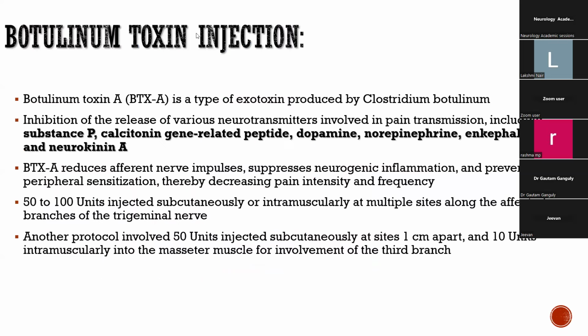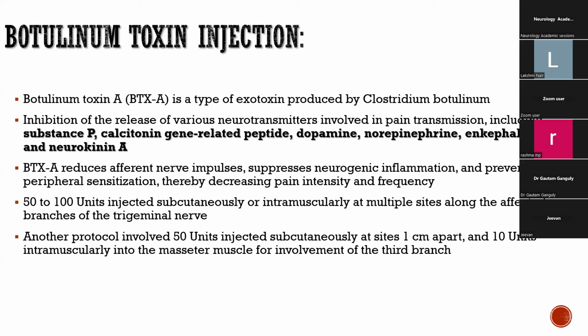So now coming to the role of botulinum toxin injection in trigeminal neuralgia. This is botulinum toxin A or onabotulinum toxin. It is a type of exotoxin produced by Clostridium botulinum. The main mechanism of action in trigeminal neuralgia is the inhibition of release of various neurotransmitters, including substance P, CGRP, dopamine, norepinephrine, as well as enkephalin and neurokinin. So botulinum toxin A reduces the afferent nerve impulses, suppresses the neurogenic inflammation and prevents the peripheral sensitization.